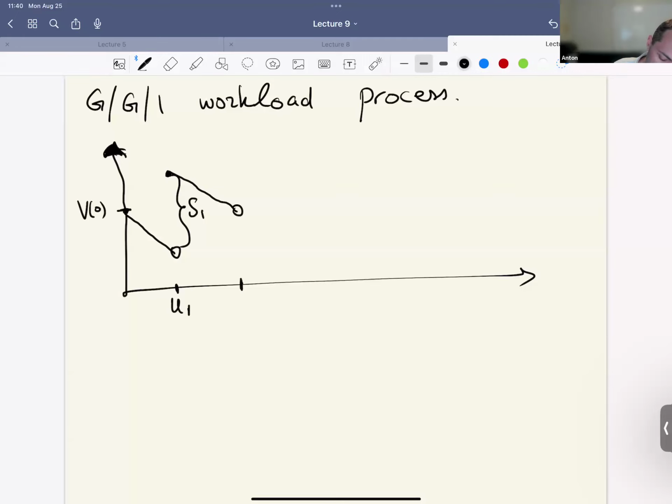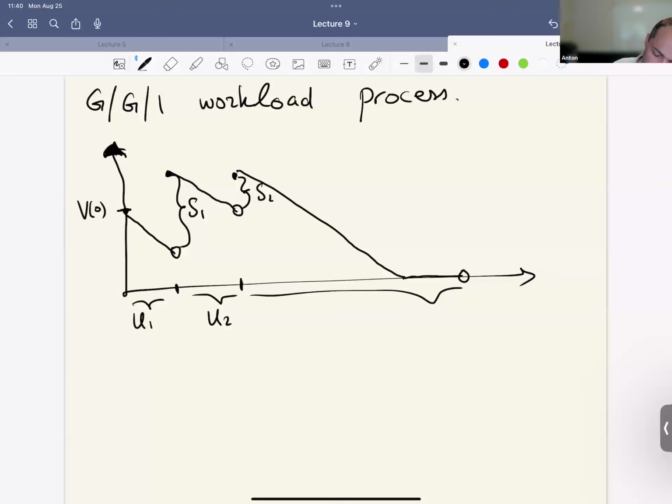The second arrival happens, and perhaps it's better to show you that the inter-arrival times are U. And now, again, we jump up by S2, and then the server works. Nobody shows up. The system becomes empty. The server idles, and then a third arrival happens, U sub 3, and then the system jumps up again, and we keep going. S3 and so on.